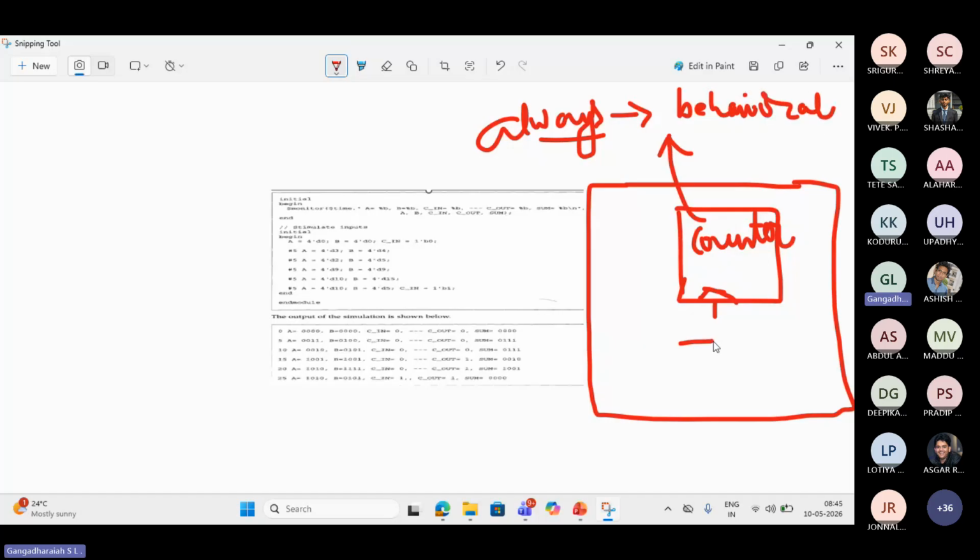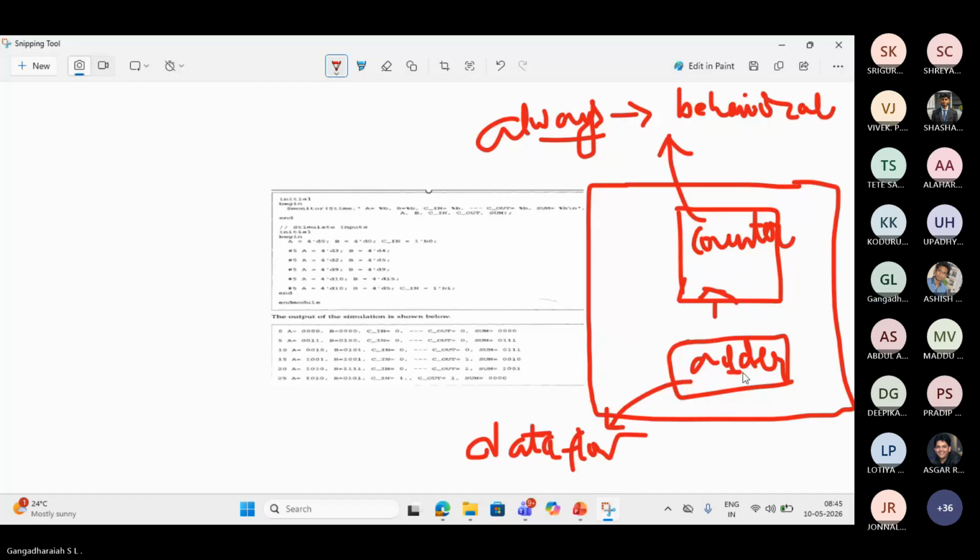And again, I go for an adder here. I write this adder in data flow. Please understand, I am mixing. You can write this adder in behavioral, in structural, or in data flow. You can write it in switch level, let us say, but switch level is generally not used here.